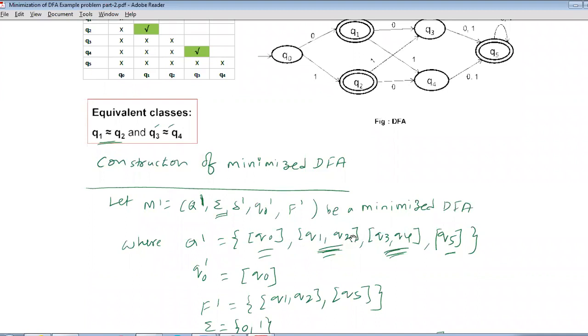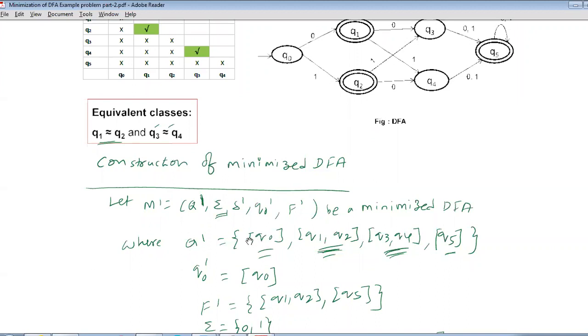Then after Q2, the next state is Q3. Q3 also we don't have as a separate state. Then Q4 also we don't have now because Q3, Q4 are equivalent. So these two you can merge and write as Q3, Q4 as a single state, represented within square brackets. After Q4, what is the leftover state? Q5. Q5 you can write as it is. Now you can see these are all the states of the minimized DFA. That is Q dash equals Q naught, Q1 Q2, Q3 Q4 and Q5.